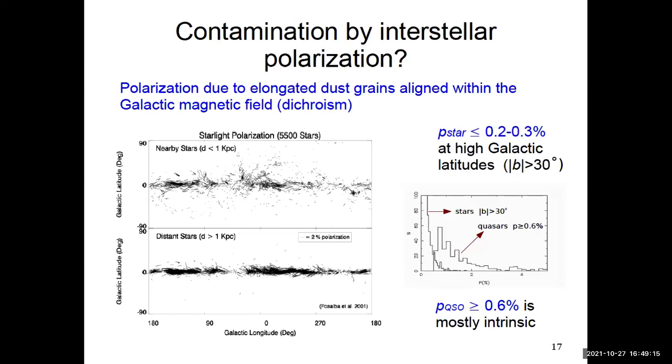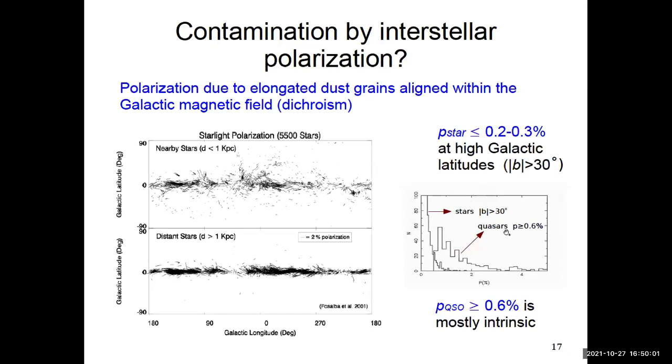Is the polarization due to elongated dust grains aligned with the galactic magnetic field? You probably know this nice picture here, which shows the starlight polarization. There are more than 5,000 stars. And you see the polarization vectors in the galactic plane, in this case for low distance and higher distance stars. And you see the structure of the galactic magnetic field. This is why we cut our sample to galactic latitude higher than 30 degrees. At this latitude, the polarization of the stars is illustrated here, and it's usually lower than 0.3%.